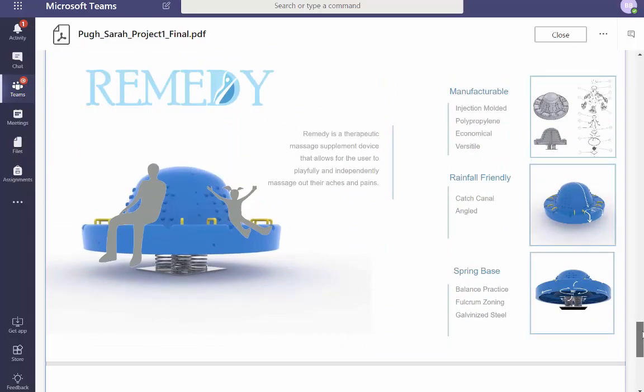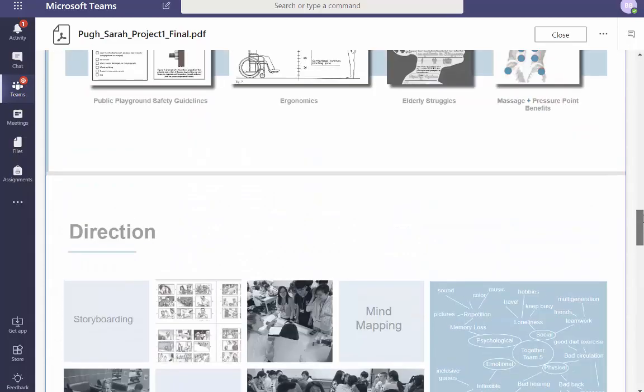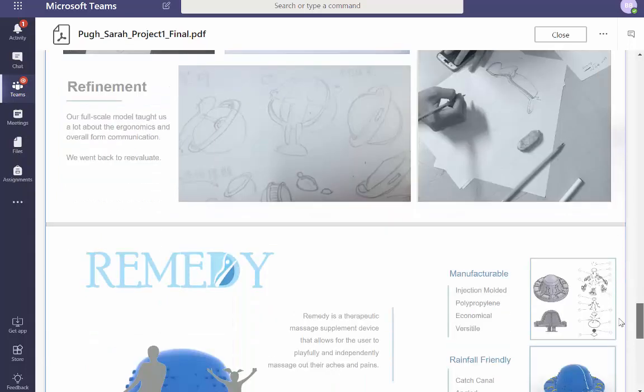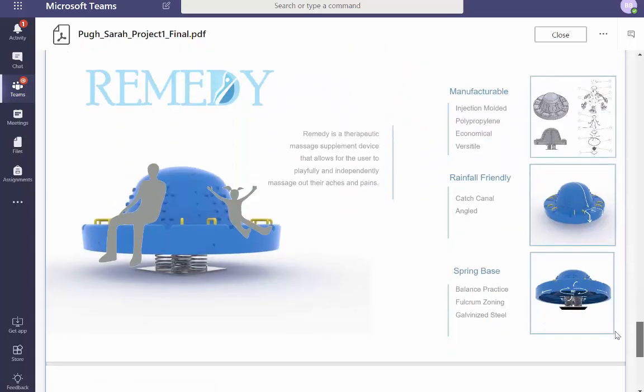Manufacturable spring base. Is that really the benefit? I mean, if I go back to the things you said you wanted to work on, which was massage, struggles, ergonomics, and playground guidelines, were you able to meet those?